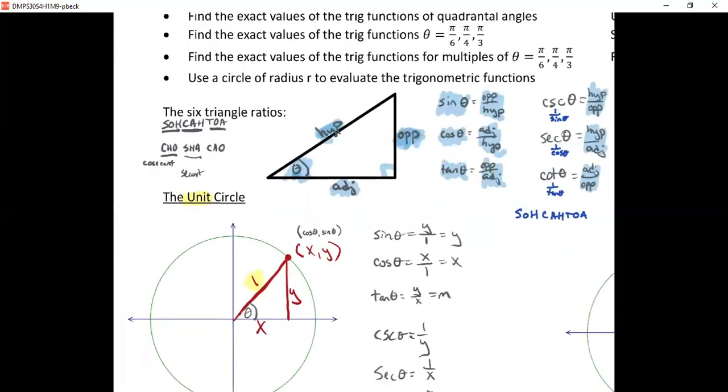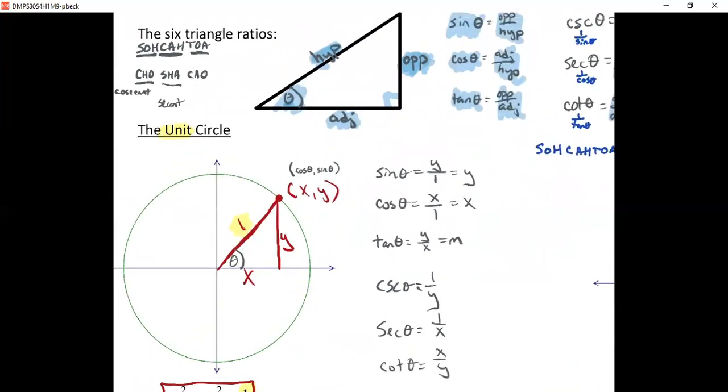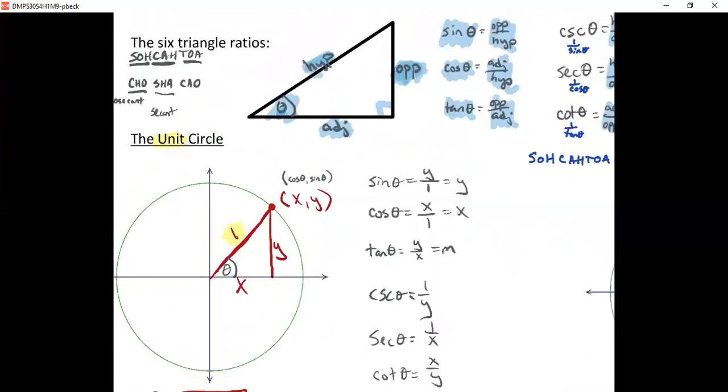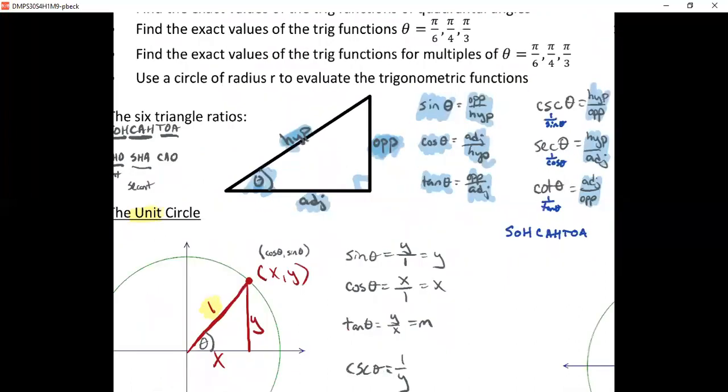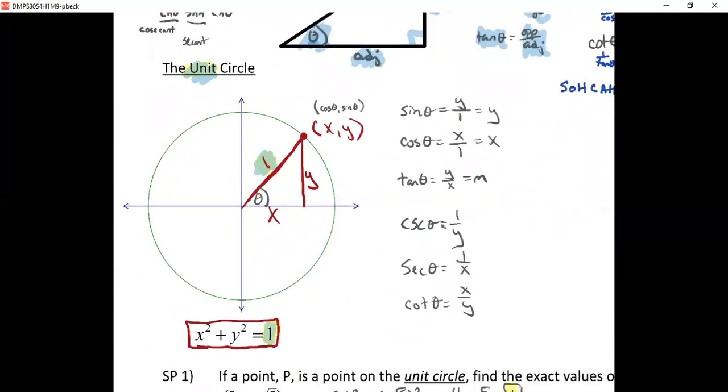The approach that we're going to take when it comes to trigonometry is what's called a unit circle approach. That approach relies on us using the unit circle, meaning the radius of that unit circle is 1. Back in the first semester, we talked about x squared plus y squared equals r squared. So if x squared plus y squared equals 1, then we have the unit circle.